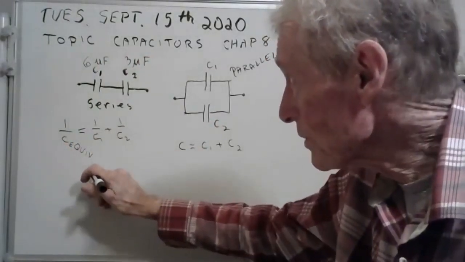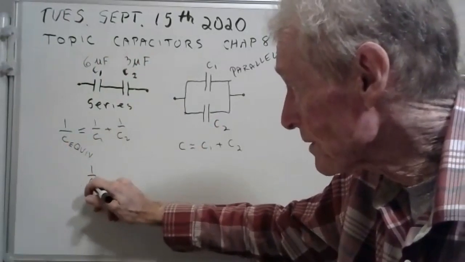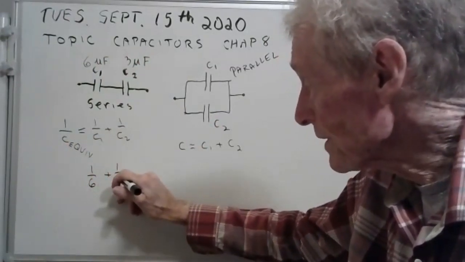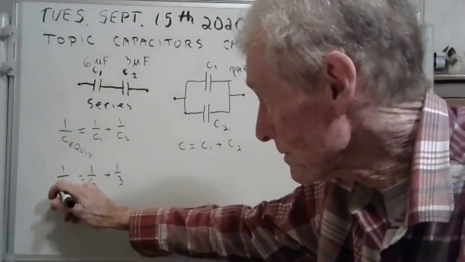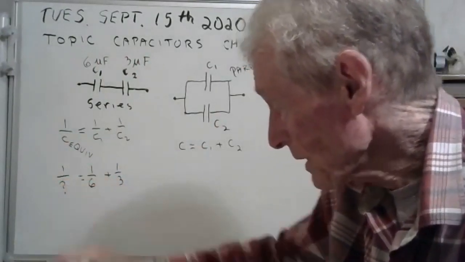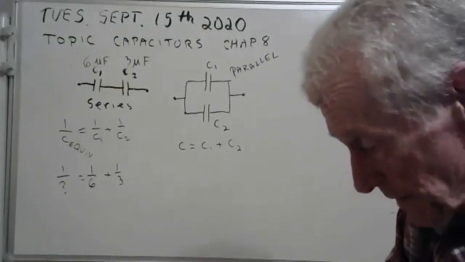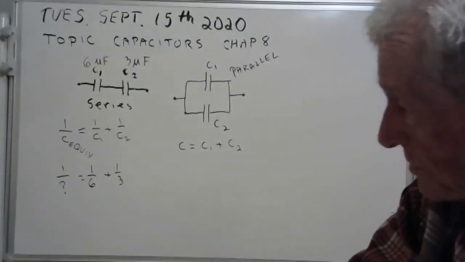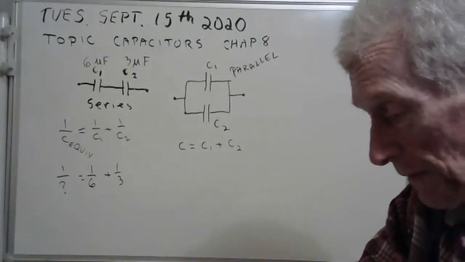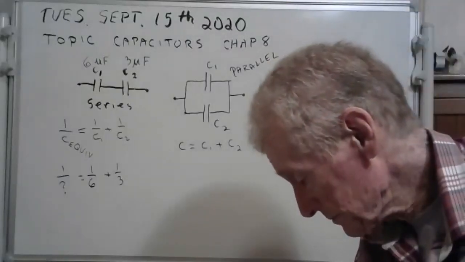You have to go 1 over 6 plus 1 over 3, and you'll get 1 over, we'll put a question mark. I'm going to shut up and let you get that. Go ahead. Find what this equivalent capacitance is, and I'll be quiet for a tiny minute.